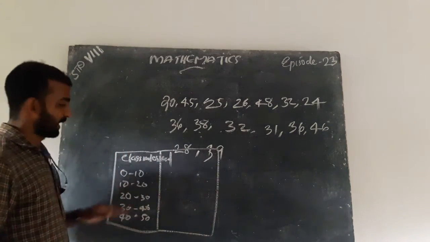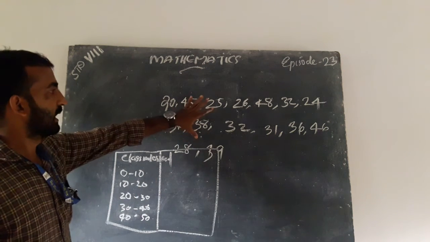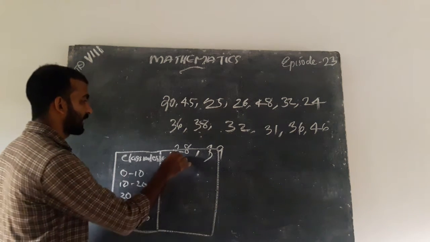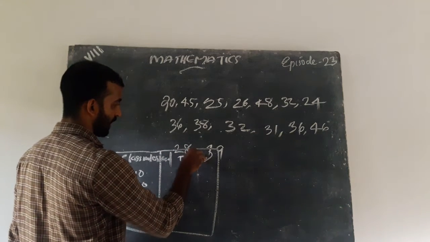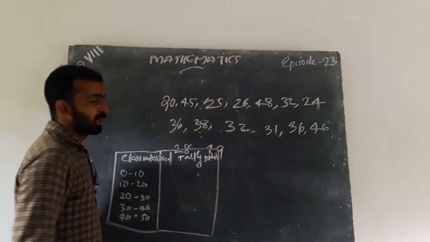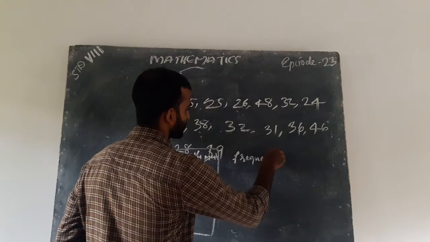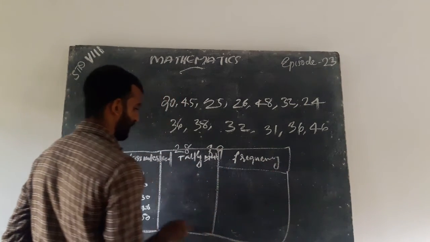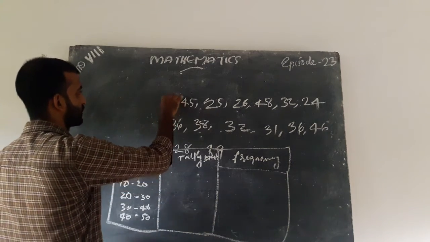This is our grouping data. That is, this data is converted to grouped data. Here we make the tally marks and the frequency. That is 22. This is 22.